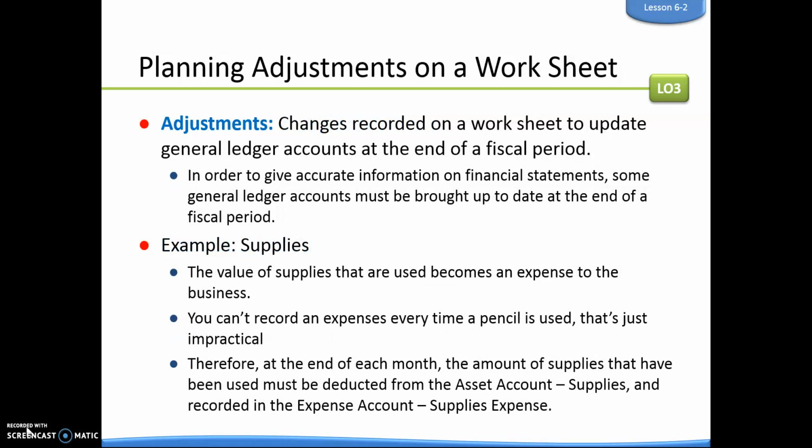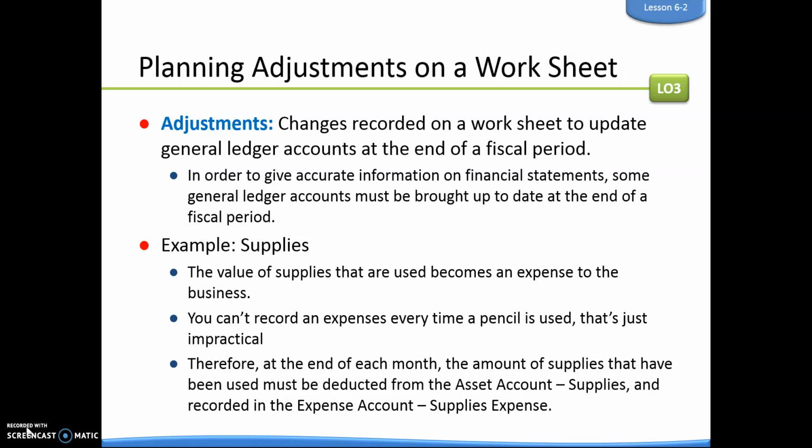So that's why we have to have something called adjustments. And adjustments simply are changes that are recorded on a worksheet that update general ledger accounts at the end of a fiscal period. So the reason that we do that, again, is to make sure that we give the most accurate information on our financial statements. So there are two general ledger accounts at this time that need to be brought up to date at the end of a fiscal period. The first one is supplies. The second one is prepaid insurance.